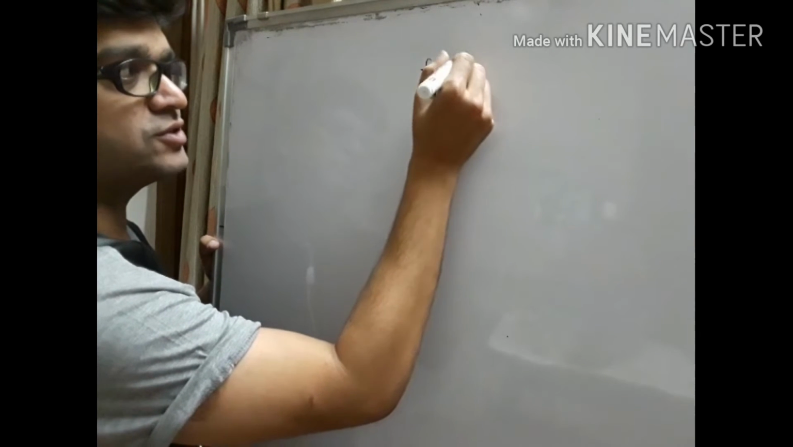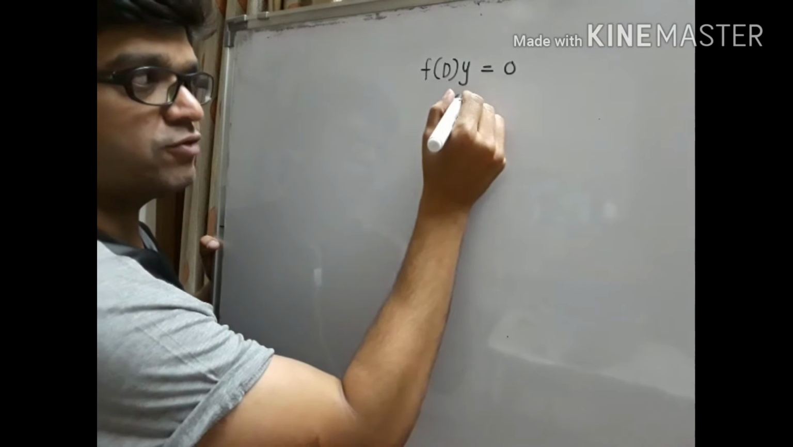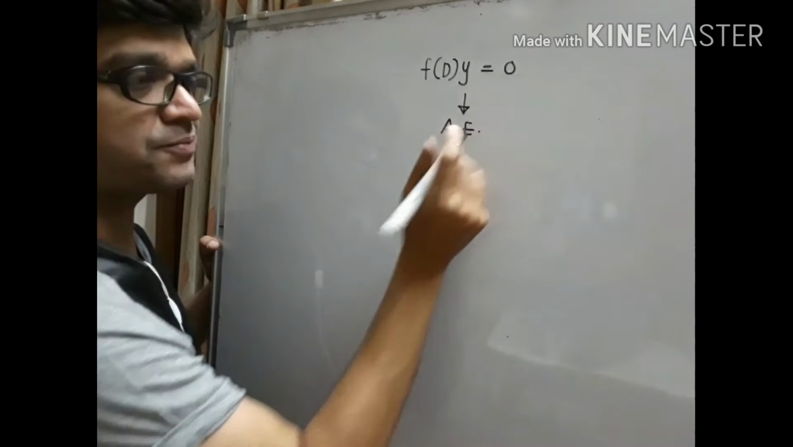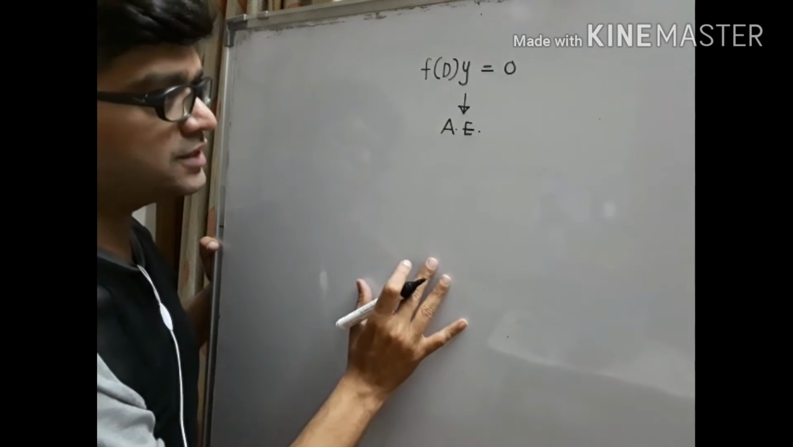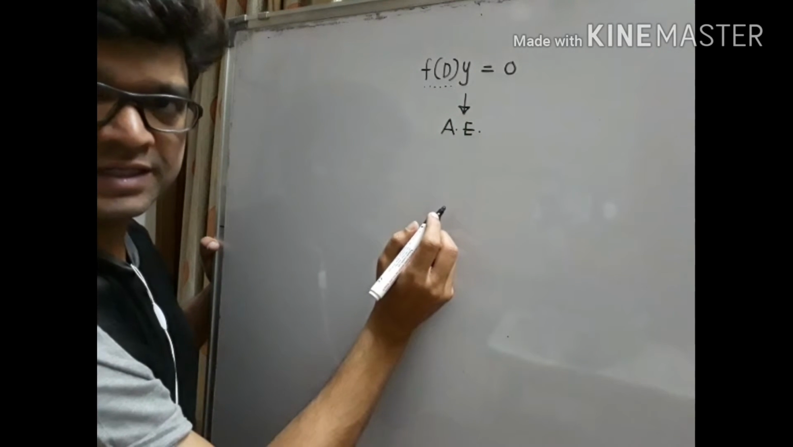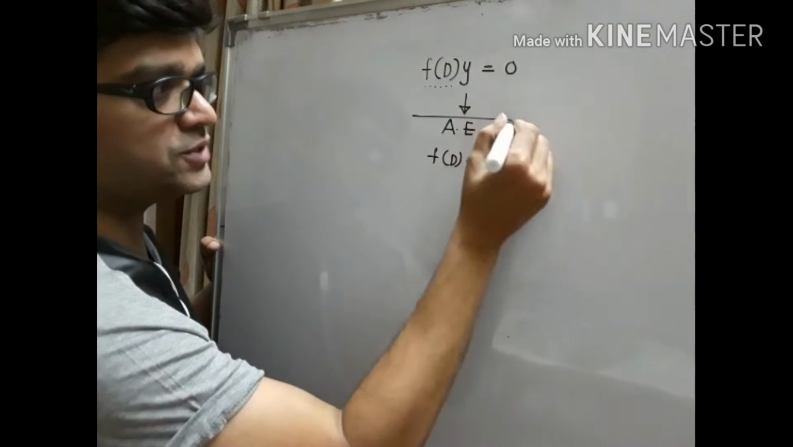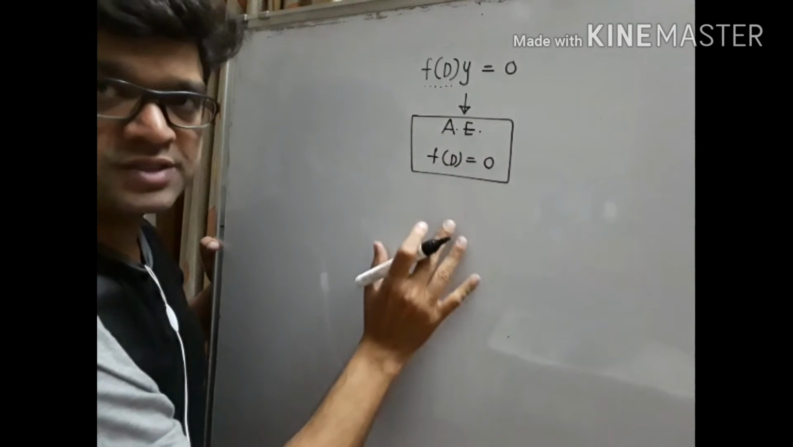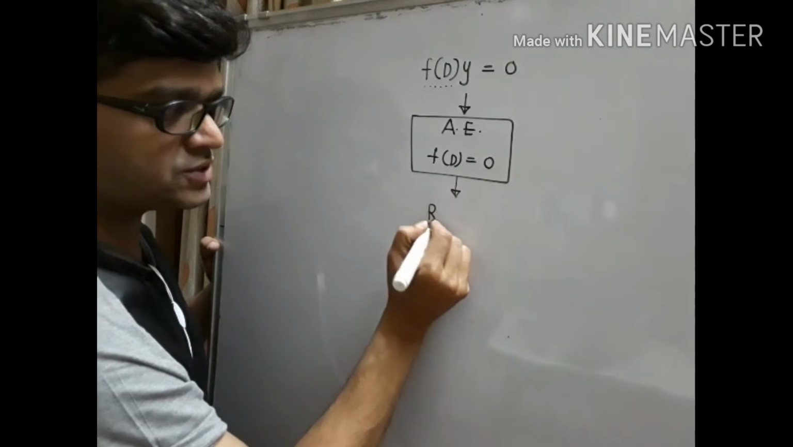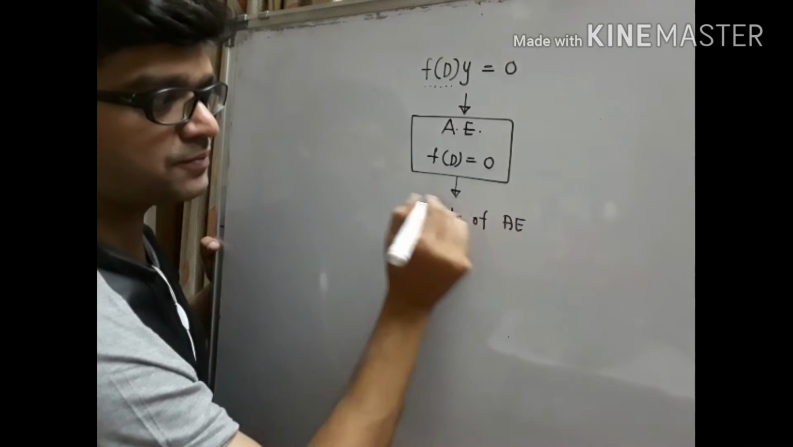Higher order linear differential equation which is homogeneous is of this form. If you want to solve this, the first step is to form the auxiliary equation. The question is, how do we form the auxiliary equation? It's very simple. This f(D), which is a polynomial in D, will be equated to 0, and the equation which we get is called the auxiliary equation. Once we form the auxiliary equation, the next step is to get the roots of the auxiliary equation.